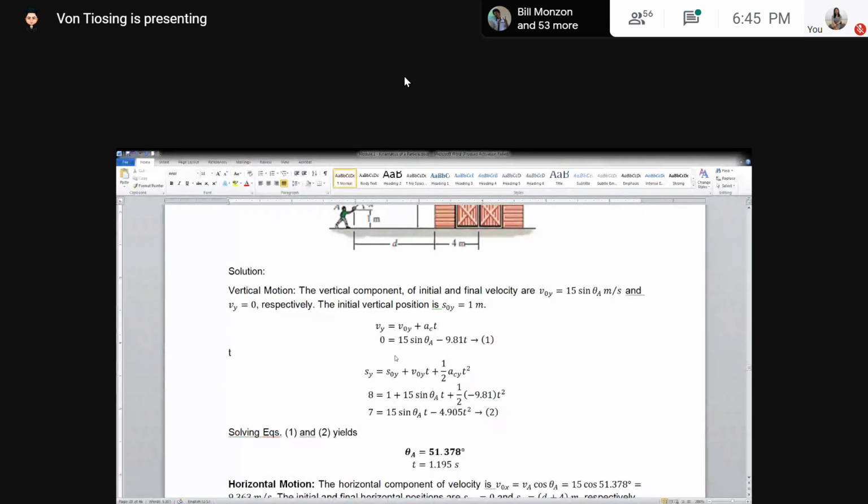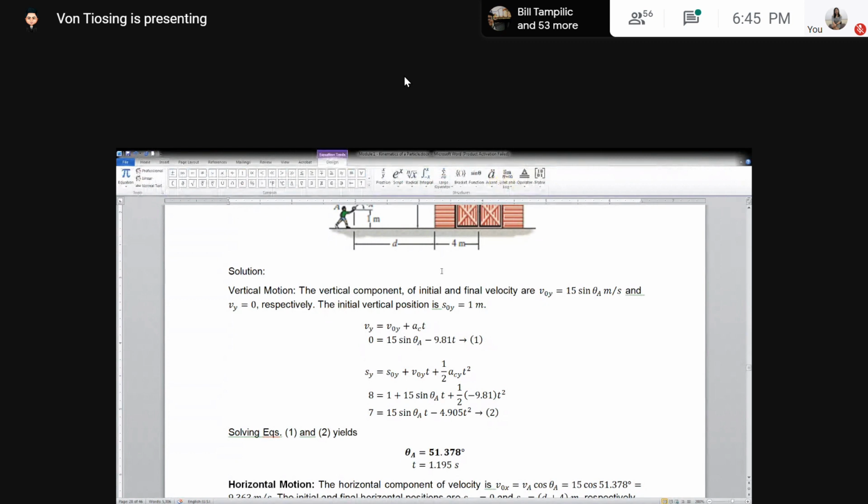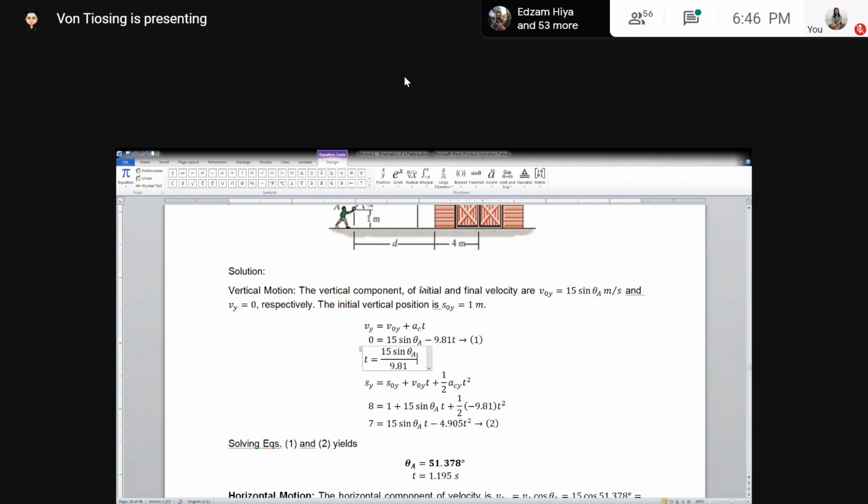So we have T, ano naman nangyari? Yan. So, T is equal to what? 15 sine of theta A, okay, divided by 9.81. Yan, so yan yung isa-substitute natin sa T dito.